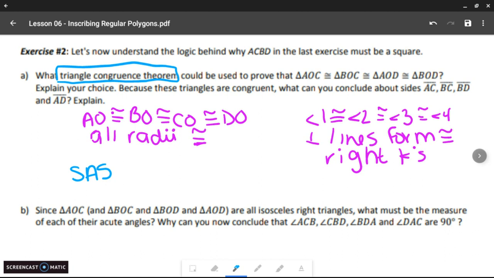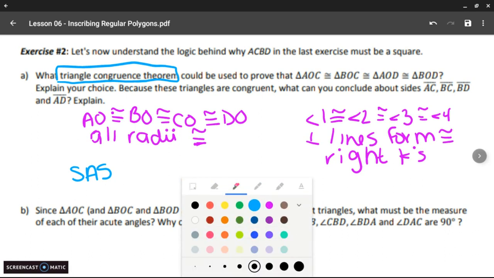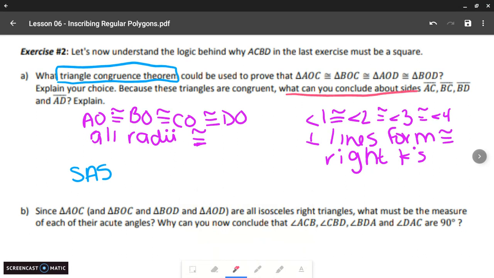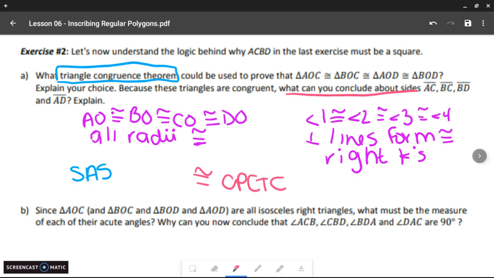The other part that we should notice is because these triangles are congruent, what can we conclude about those sides? Well, those are all corresponding sides of congruent triangles. We know that those sides are congruent as well. The reason being CPCTC. Corresponding sides of congruent triangles are congruent every time.